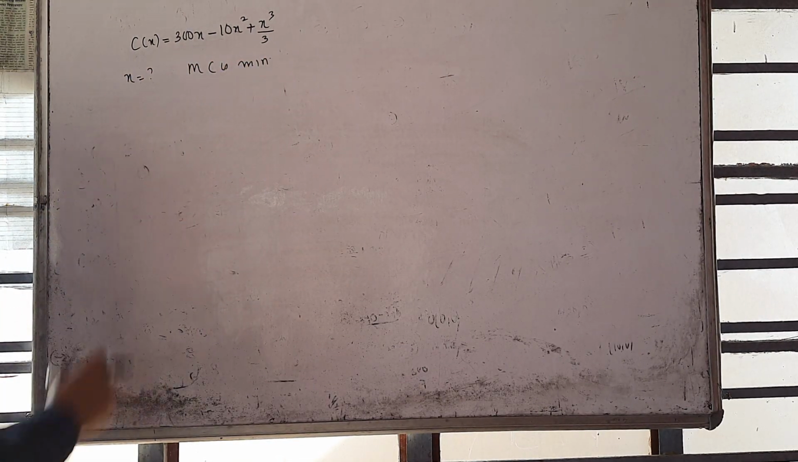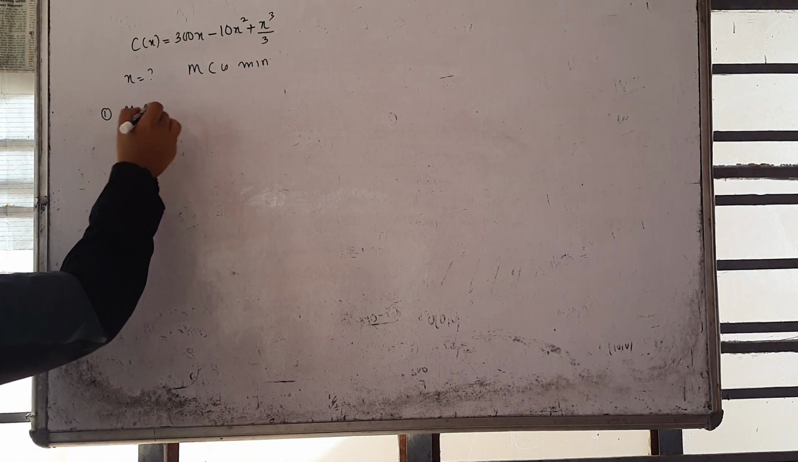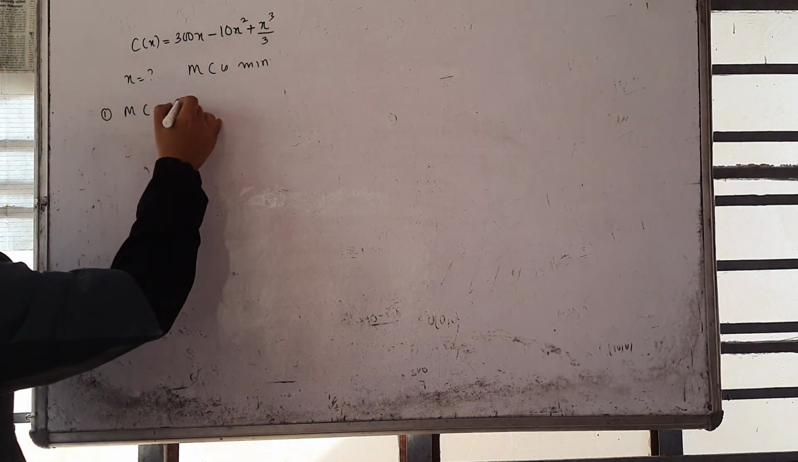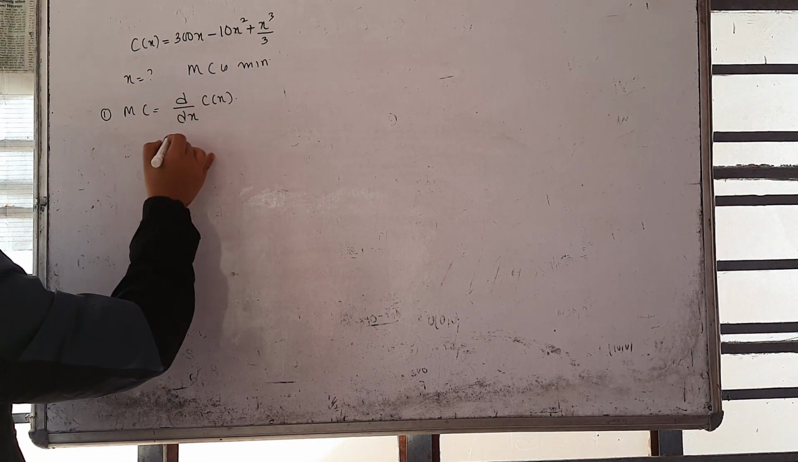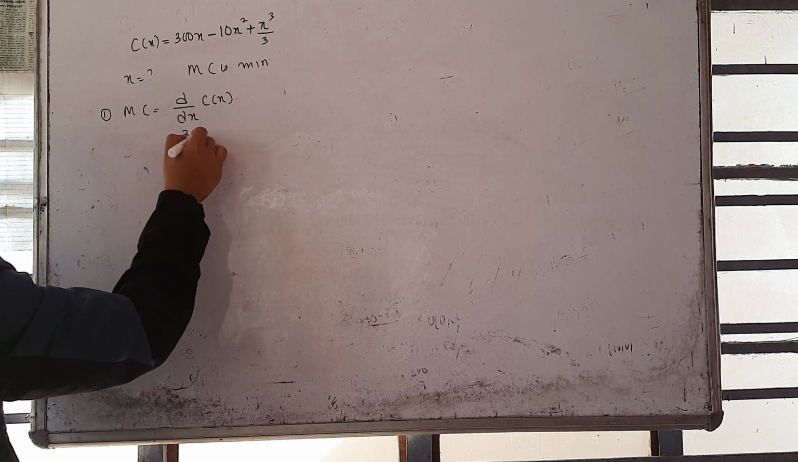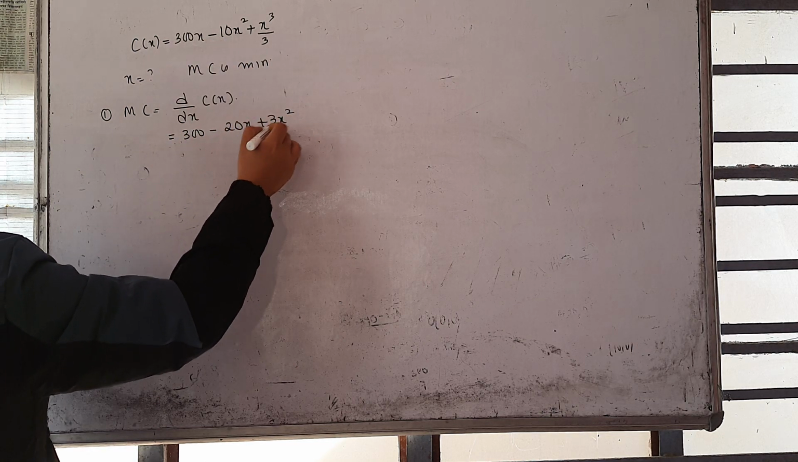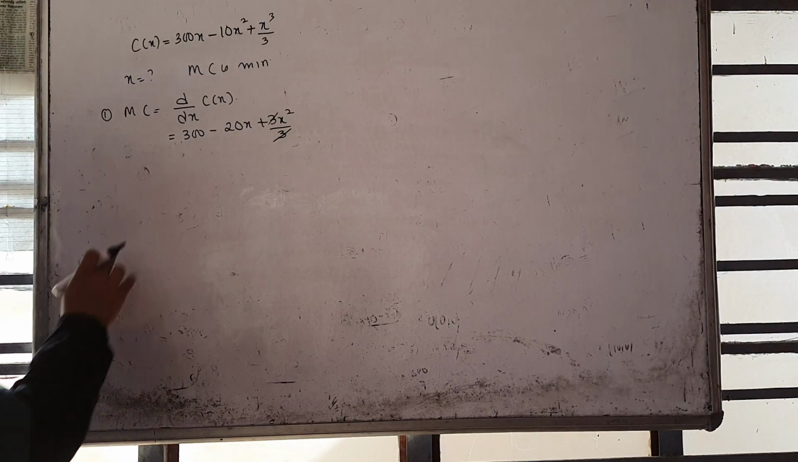So they are telling us to find the value of x for which the marginal cost is minimum. Can you tell me the 5 steps, everyone? Step number 1. Find the function which you have to maximize or minimize. So first I have to find MC. Can you tell me how do you find MC, guys? d by dx of the cost. Okay, differentiate the cost. What do you get? 300 minus 20x plus 3x squared by 3. 3 and 3 get cancelled. Is it clear? What is step number 2?